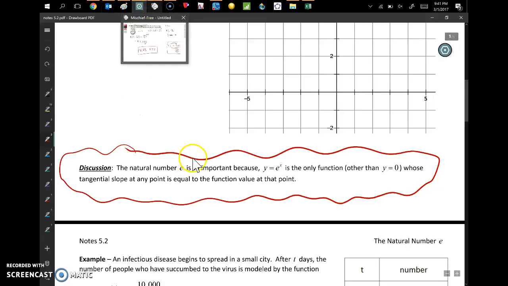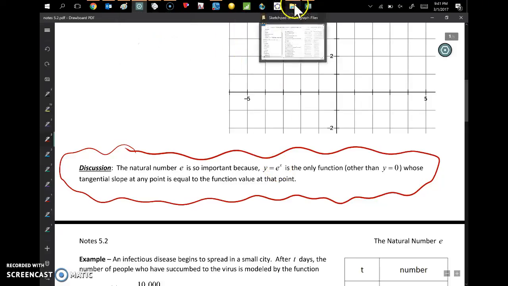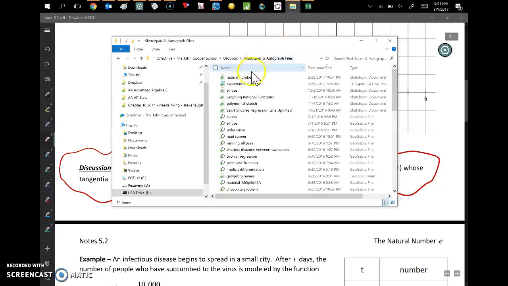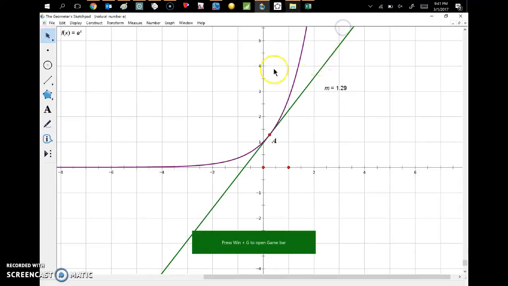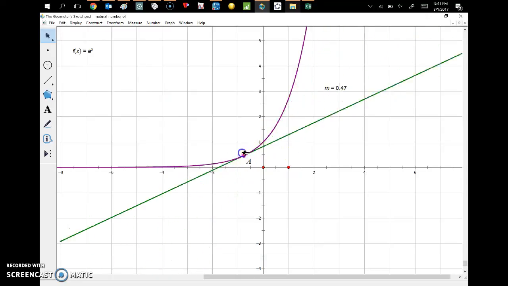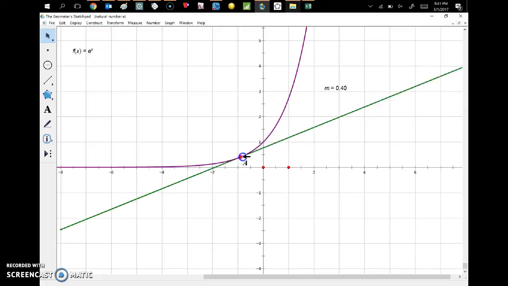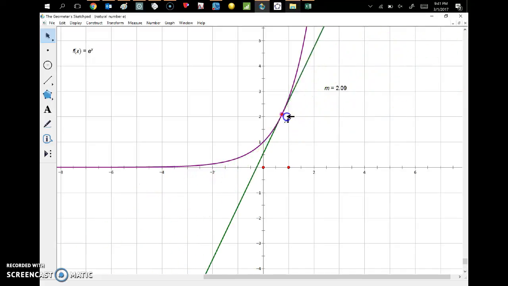All right, so there's something special about the function e to the x. And that's why it's important in the natural sciences. I'm going to open up a file to try to demonstrate. So here I have the e to the x function graphed right there. And I have a line plotted that is tangent to the curve.